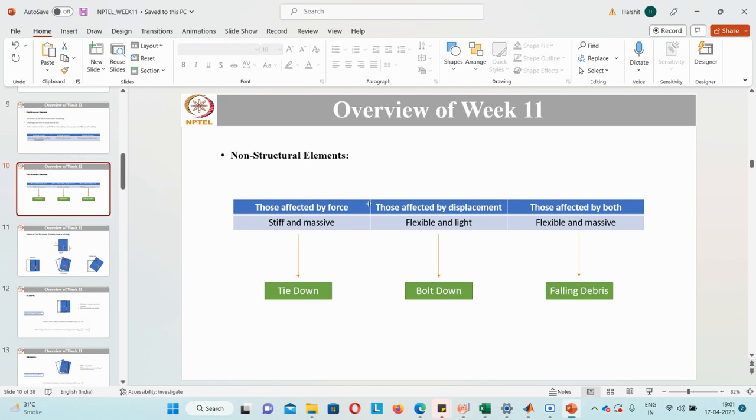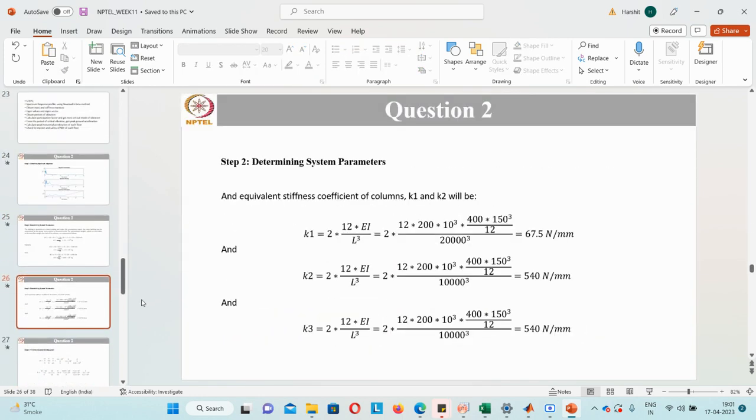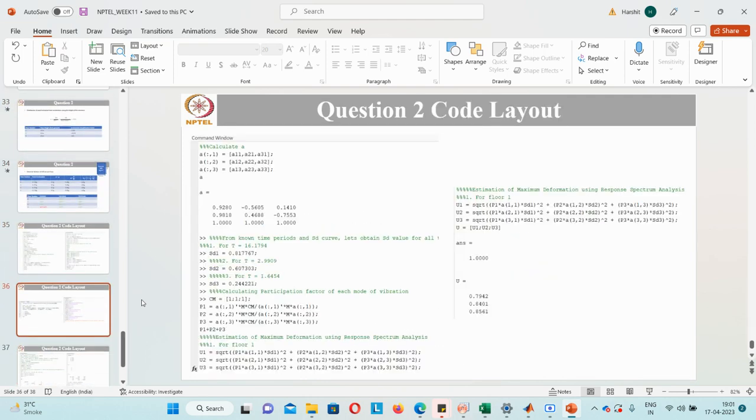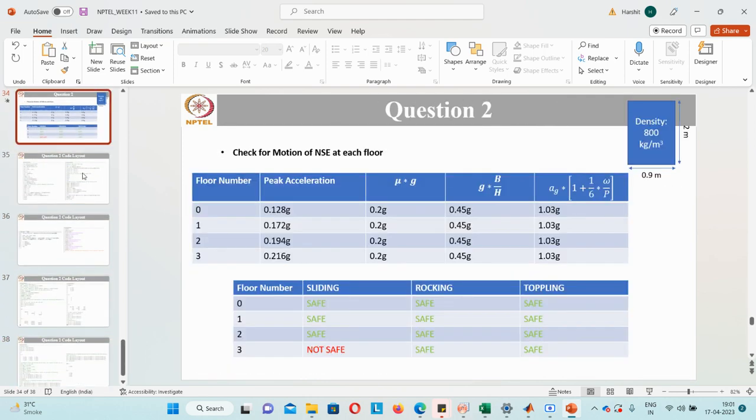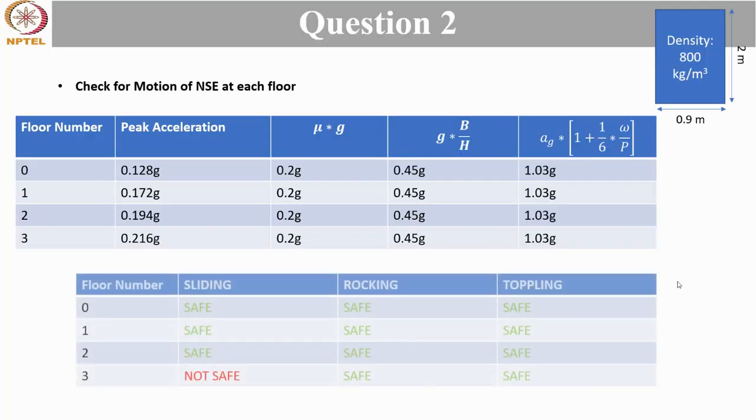Since the element will be affected by displacement, we need to bolt it down so that there is no motion in that element. This is how we protect the element from causing any harm to the building or to the people inside. So this will be the solution for the question.